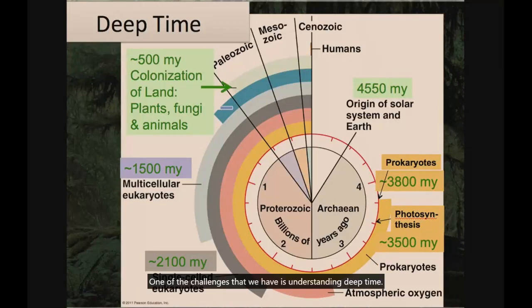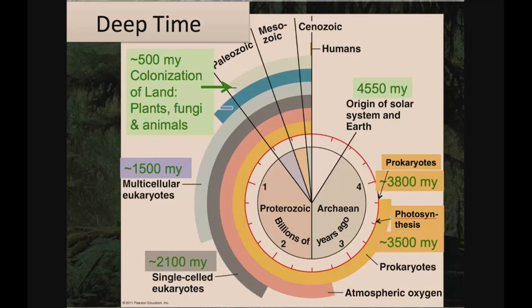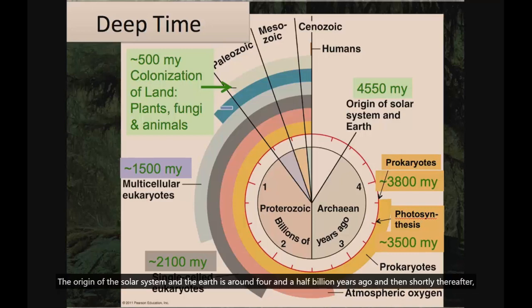One of the challenges that we have is understanding deep time. Our brains don't do very well with deep time, that is, great big long time periods. And so here's a clock diagram of deep time on the Earth. There are a couple of things I just want to point out here. The origin of the solar system and the Earth is around 4.5 billion years ago. And then shortly thereafter, in a sense, 3.8 billion years ago, prokaryotes first appeared. Then photosynthesis was invented by prokaryotes, that is the cyanobacteria, for example.